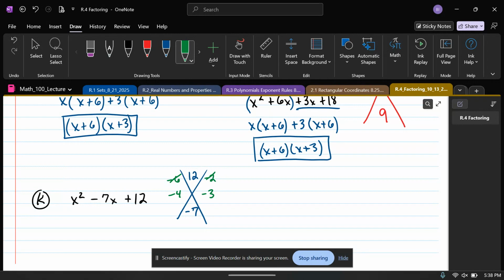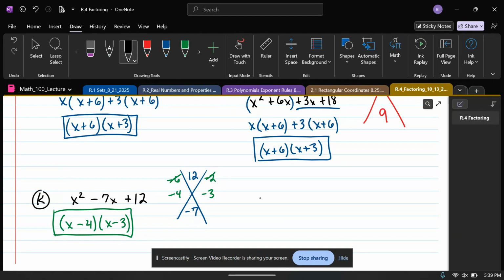That's the right pair. Because there's a 1 in front of x squared, this is my shortcut. I can go straight to the factors, x minus 4, x minus 3. Boom. I'm factored. If there's anything in front of the x squared, I can't do that. It has to be a 1 in front of the x squared for me to be able to do that. Okay? Be careful about that.